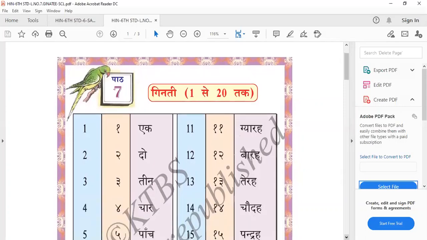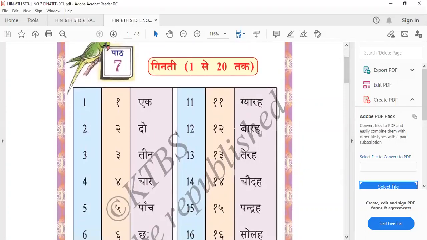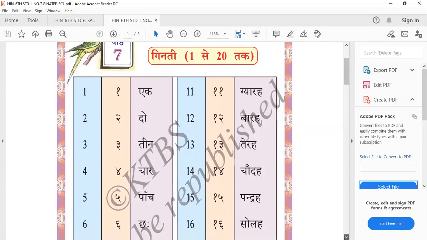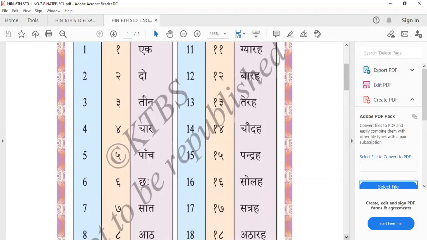Okay. So, lesson number 7, Ginthi. Ginthi means numbers. In Hindi, we will call numbers Ginthi. So, Ek se bees tak. 1 to 20, we will learn Hindi numbers from this chapter. Okay, na?